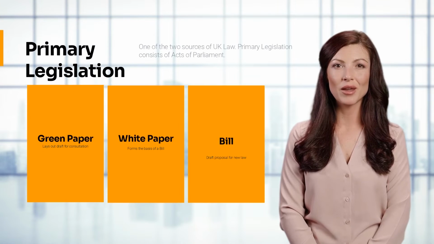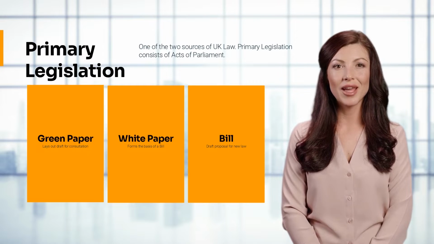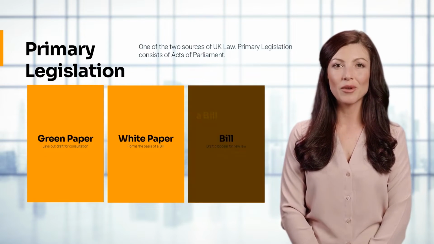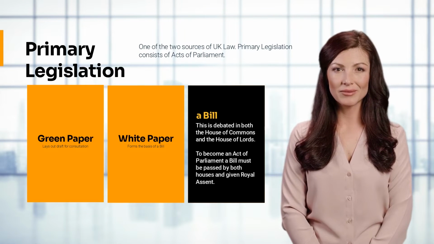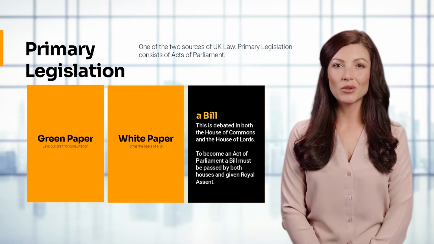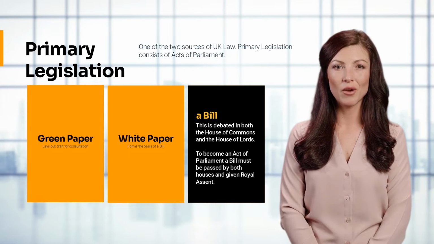If you recall, in the last video, I mentioned that UK laws come from two sources: primary legislation and common law. When a new law is proposed, the government publishes what is called a green paper. This green paper lays out a draft for consultation. After the consultation period, the government then publishes a white paper, which is usually amended to take into account the replies to the consultation. The white paper then forms the basis for the proposed new law, known as a bill, which is put before Parliament.